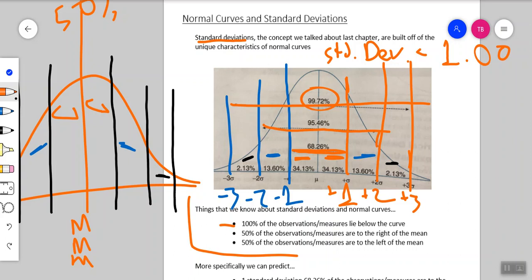Again, 100% of observations lie below the curve. So that means along our normal curve, 100% of things fall in between it. And you can break that down subsequently: within 3, 99.72; within 2, 95.46; and within 1, 68.26. And you see within the 1, the majority of it falls within that first standard deviation. And again, 50% is on the right, 50% is on the left.